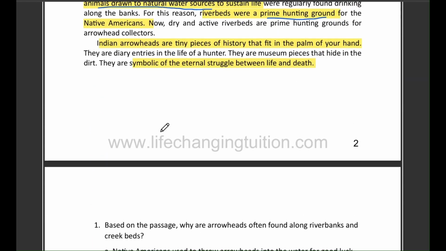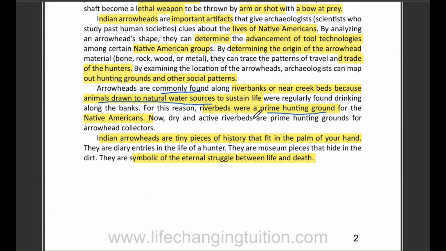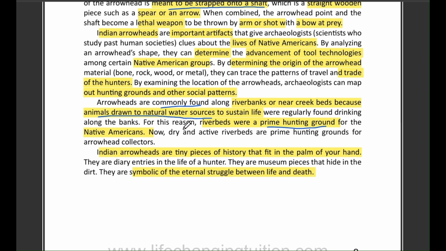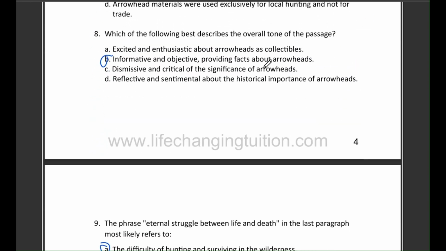Archaeologists can examine the materials and learn about trade patterns, as the passage suggests. The presence of certain materials in different regions shows that arrowheads and their components were traded between different Native American groups.